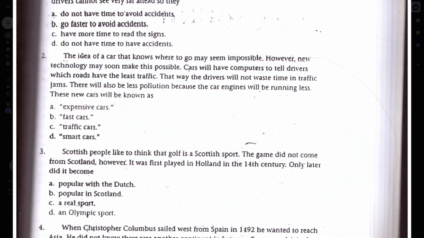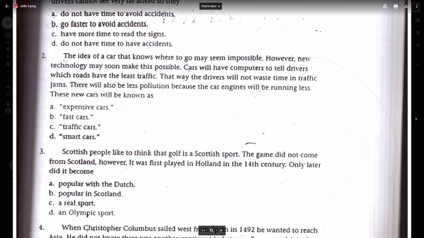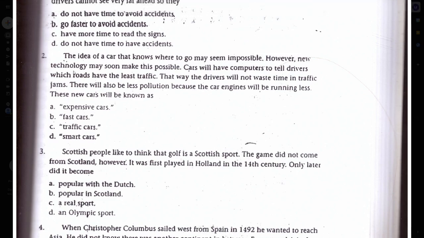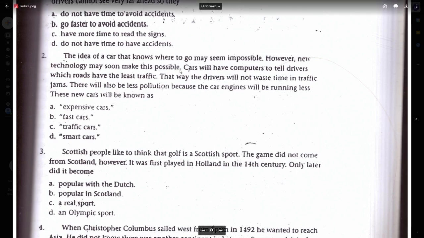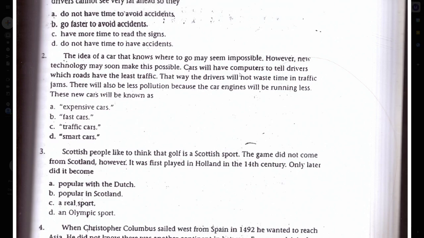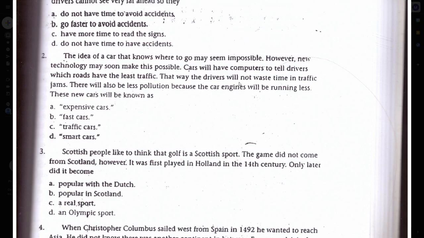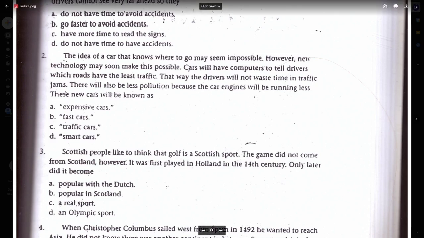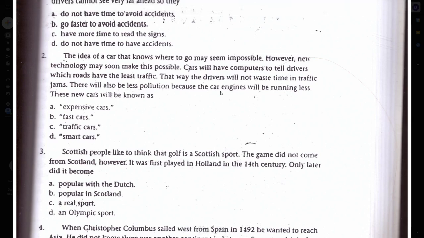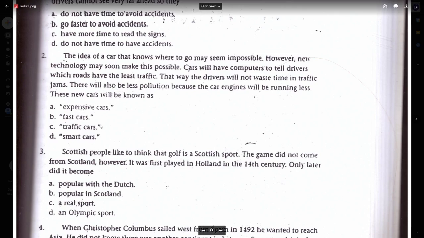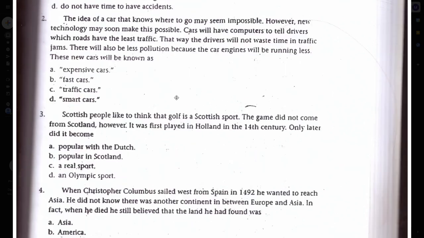It's smart cars. Can you read it first? Very good. Yes, smart cars. Good. Next, number 3.